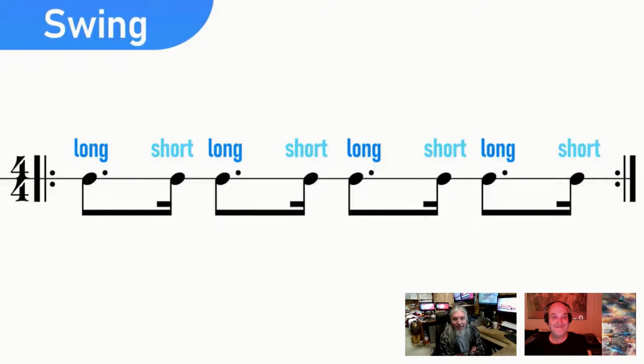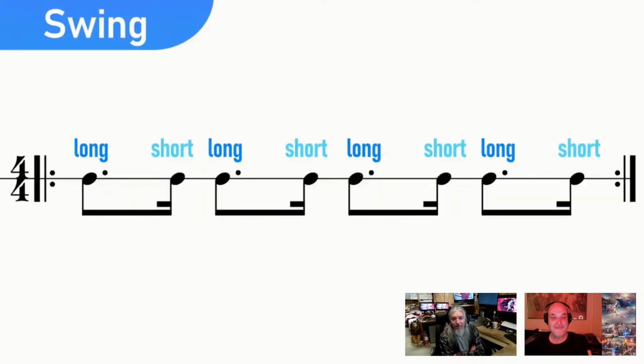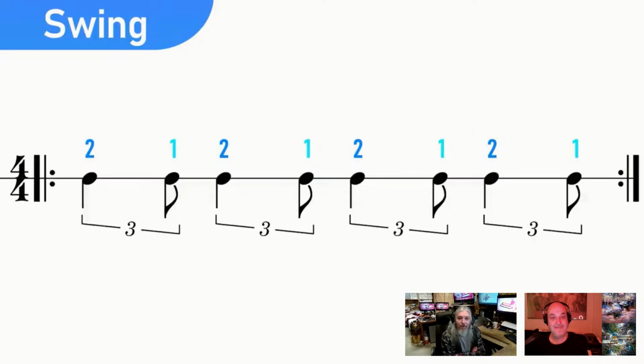But we can actually get a few different types of swing rhythm, and they're best described using what we call swing ratios, where we describe the ratio between the long and the short eighth note. The swing ratio we have on screen right now is what we would describe as 3:1, because the long note is 3 times as long as the short note. A shuffle is a 2:1 swing ratio, because the first note is twice as long as the second note.